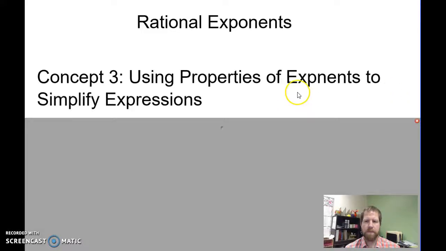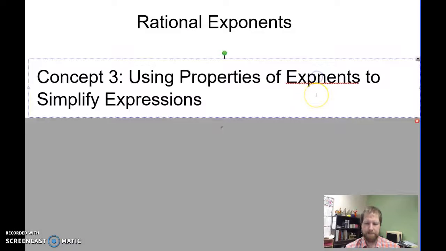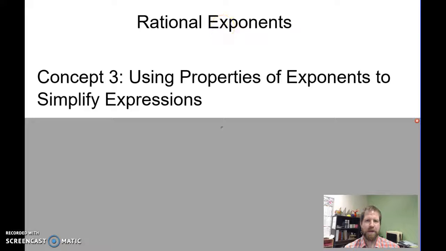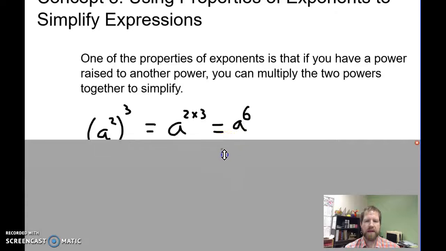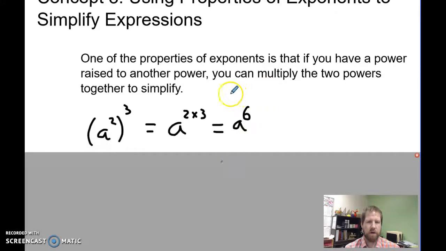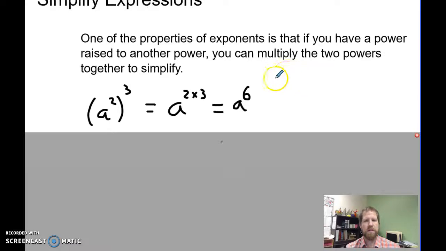Concept 3, using properties of exponents to simplify expressions. If you remember back to last year in chapter 4, we looked at exponents and some of the properties of them. One of them was when you have a base raised to a power and then that raised to another power. We looked at the fact that doing so basically had the effect of multiplying the two powers together.